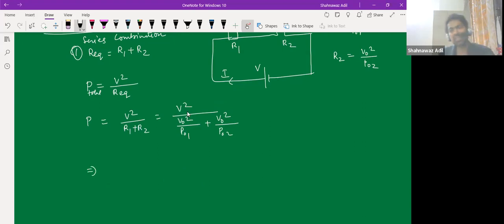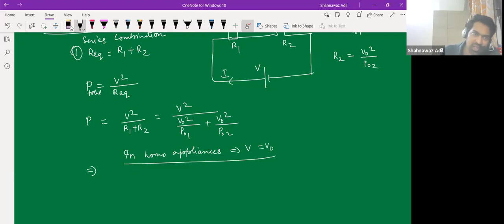And in electrical appliances, in your home appliances, this applied voltage is equivalent to the rating voltage. So in home appliances, this applied voltage is equal to the voltage rating. So your P would be V naught square divided by V naught square.